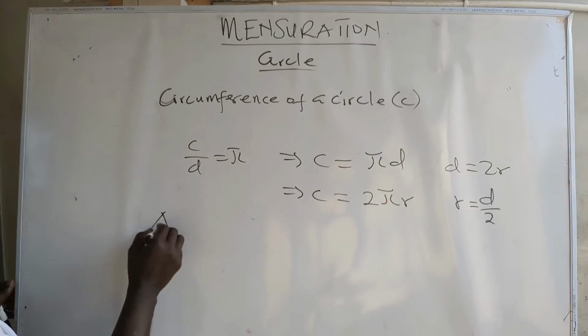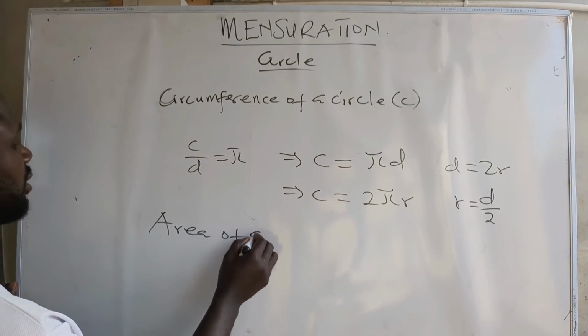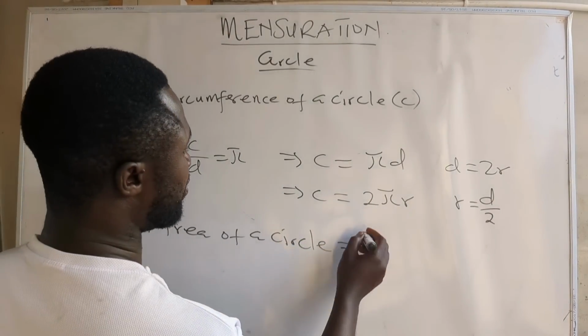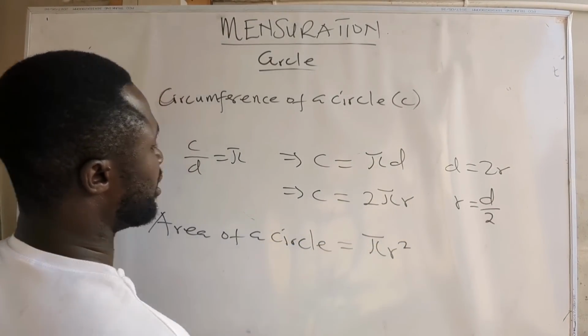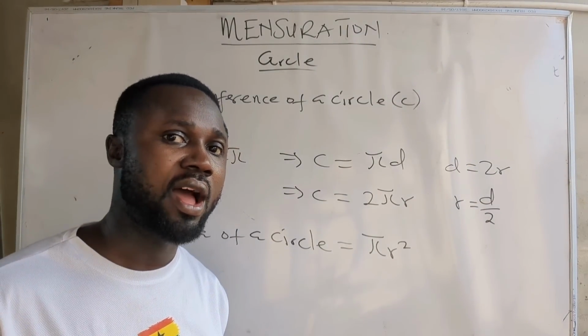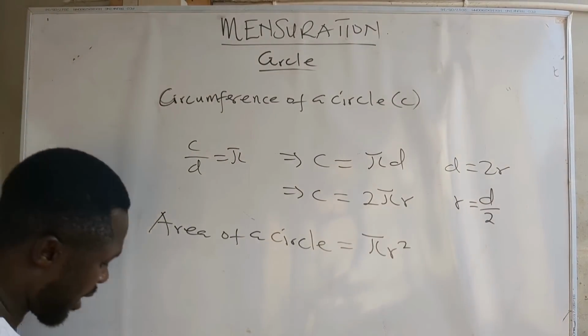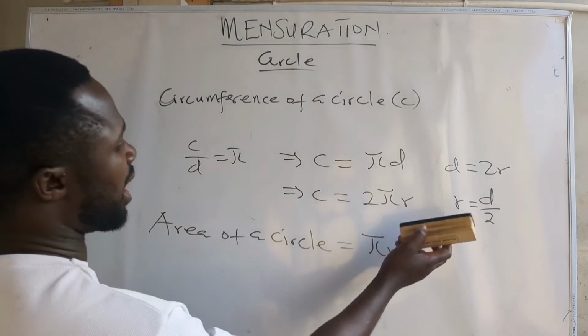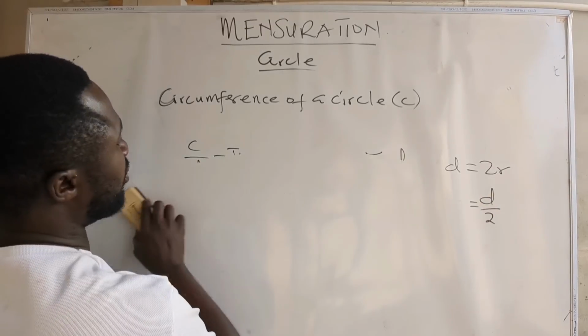Okay. Now let's look at the area. The area of a circle is given by what? Pi r squared. So the formula for the area of a circle is pi r squared. So circumference is 2 pi r, and area is pi r squared. Let's move on.